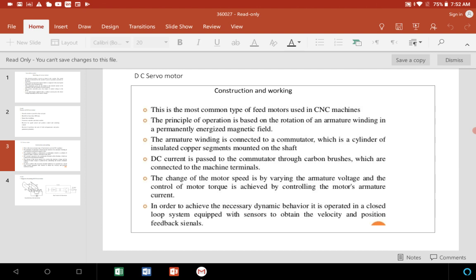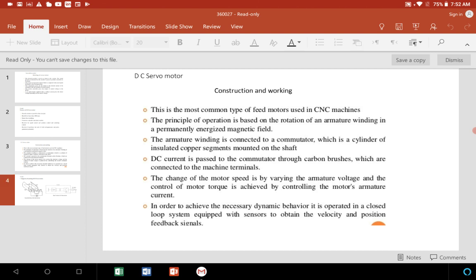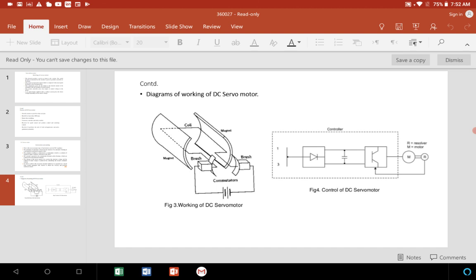So compared to the ordinary DC or AC motors, this is better suited to the CNC machine with the signals, feedback devices, etc. So the circuit, you can see diagrams related to the working of DC servo motors.